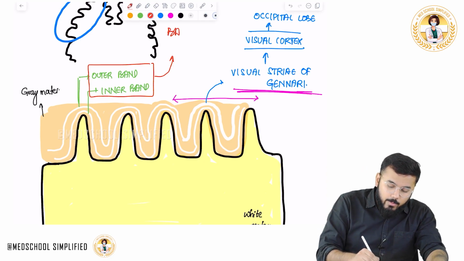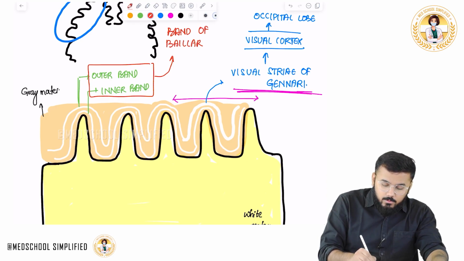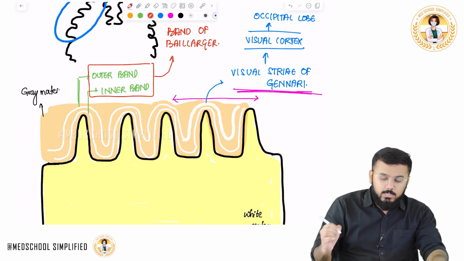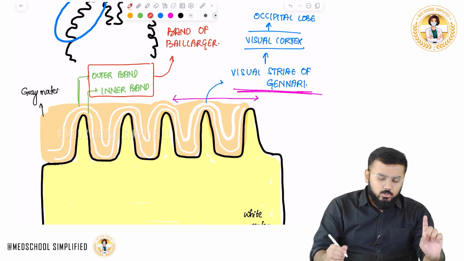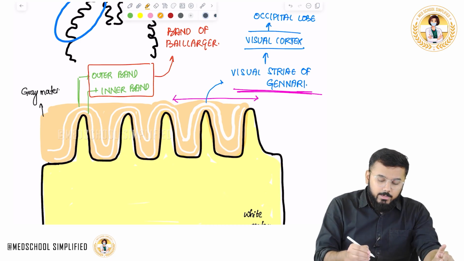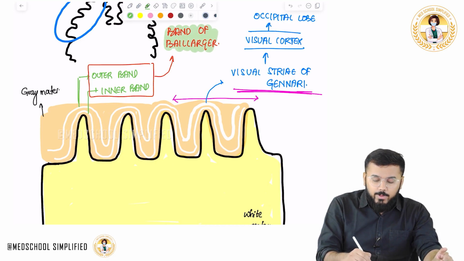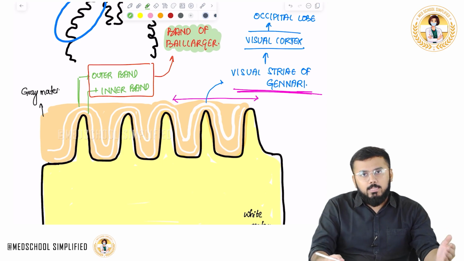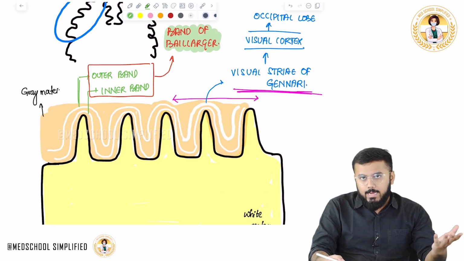What is this called? This is called the band of Baillarger. So only two things you just need to remember here. What are those two things? One is the band of Baillarger. The band of Baillarger is nothing but the outer band and inner white color band that is located in the gray matter of the cerebral cortex.